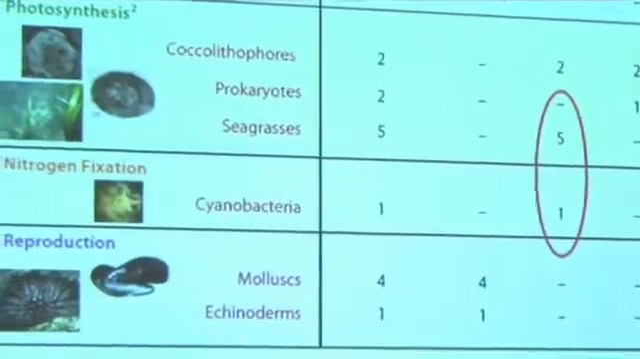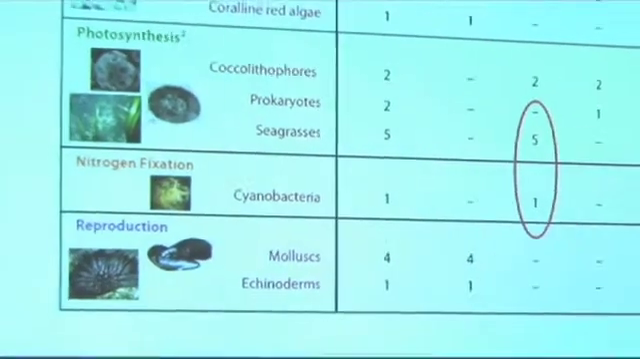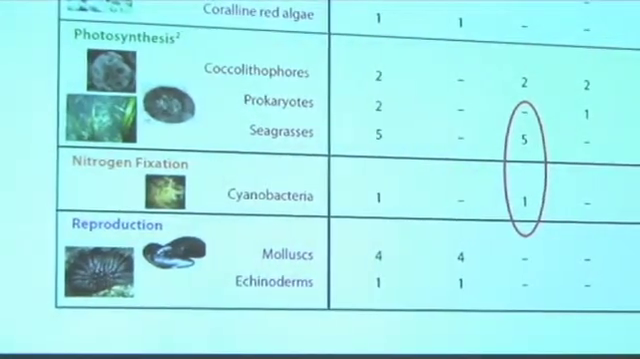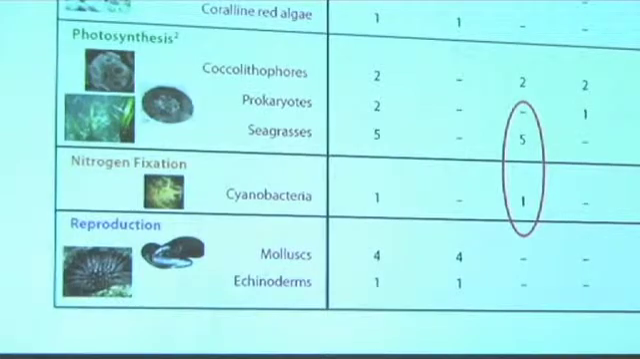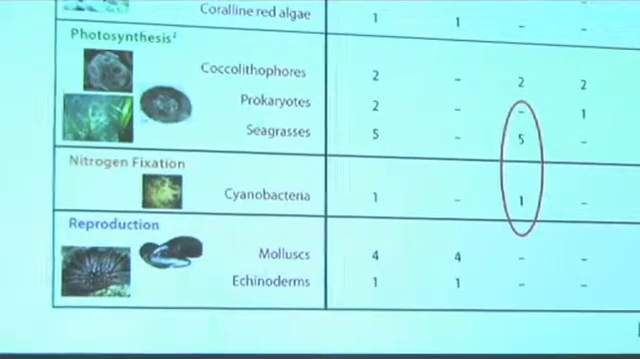The one winner, if you want to call a winner, a positive that increases, is photosynthesis for the seagrasses. Seagrasses are true plants, like on land, and they do better in high CO2. But many of them can be invasive. So just because a species does better does not mean your ecosystem is going to function better.